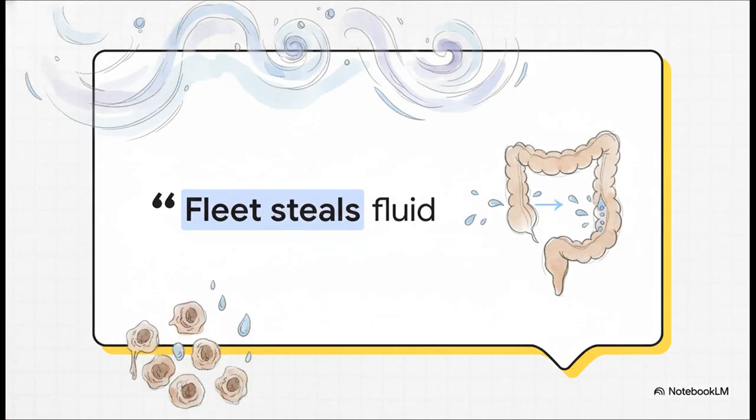And finally, Fleet steals fluid. This one refers to those hypertonic solutions like Fleet enemas. They work by osmosis, which means they pull or steal fluid from the body right into the colon. That's what makes them so effective. But it's also exactly what creates the risk of dehydration and electrolyte imbalance.